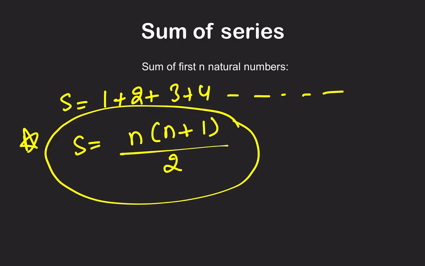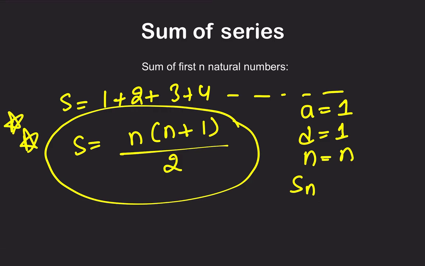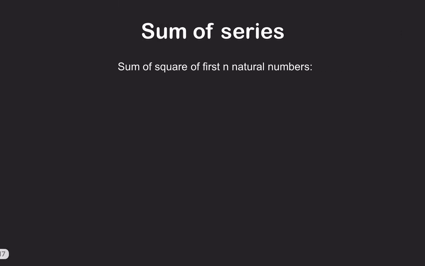From arithmetic progression only, if you want to derive this formula, this is an arithmetic progression where the first term is 1. Difference is 1. There are total n terms. You have to find Sn. Sn is equal to n by 2 into 2a plus n minus 1 into d. You can solve this and you will get this formula, n into n plus 1 by 2, and you have to remember this for the exam. Moving on to the second part.